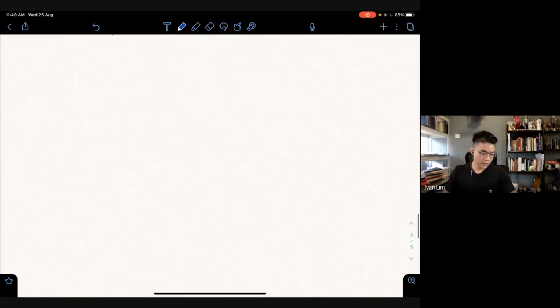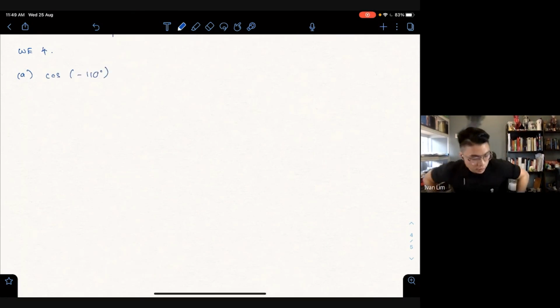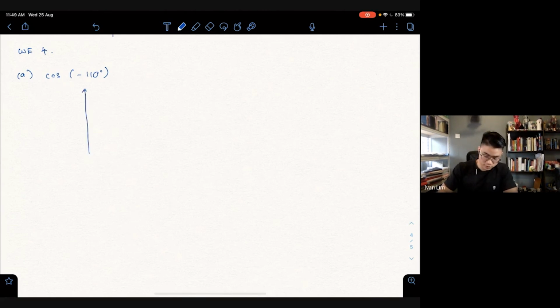Let's see worked example 4. They say express in terms of trigonometric ratios of acute angles. The first one, cos of negative 110 degrees. Let's just write what exactly is 110 degrees first. They want it in an acute angle, so they're always choosing the acute ones. Let me duplicate this.